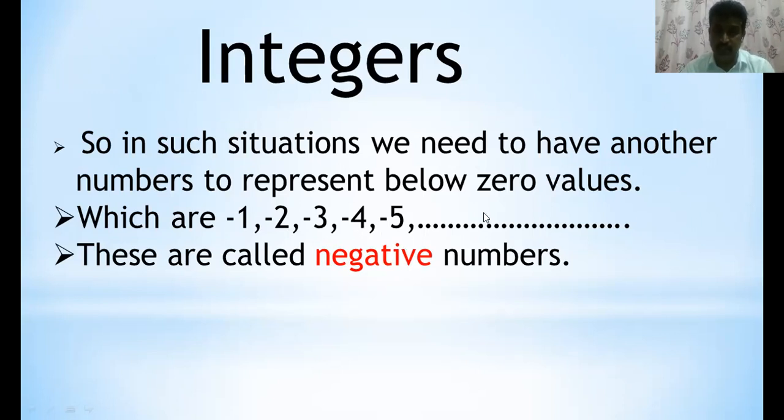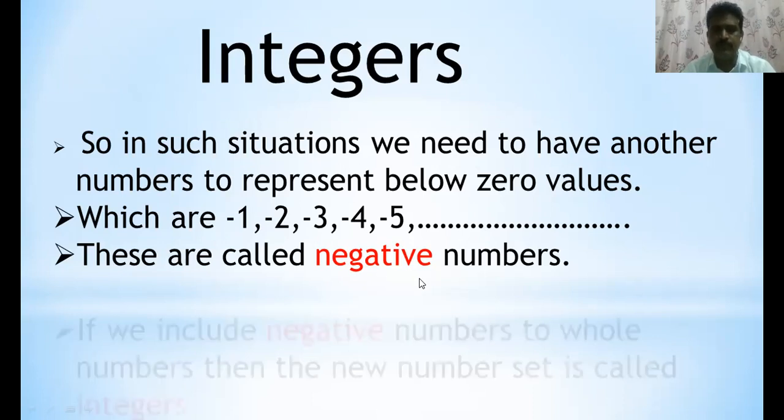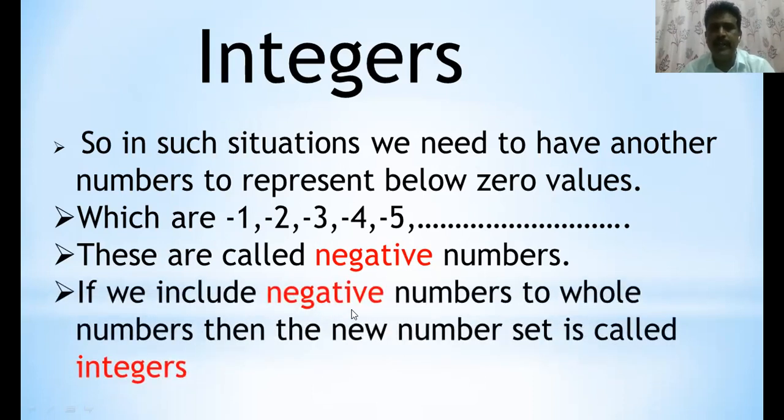These are negative numbers. But in between there is another number. 0 is there. 0 is not a positive number and not a negative number. 0 is neither positive nor negative. Okay, if we include negative numbers to whole numbers, then the new number set is called integers.